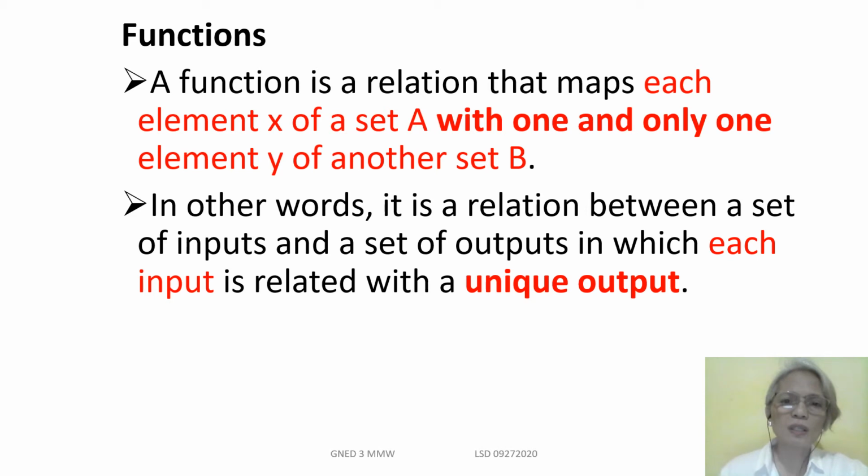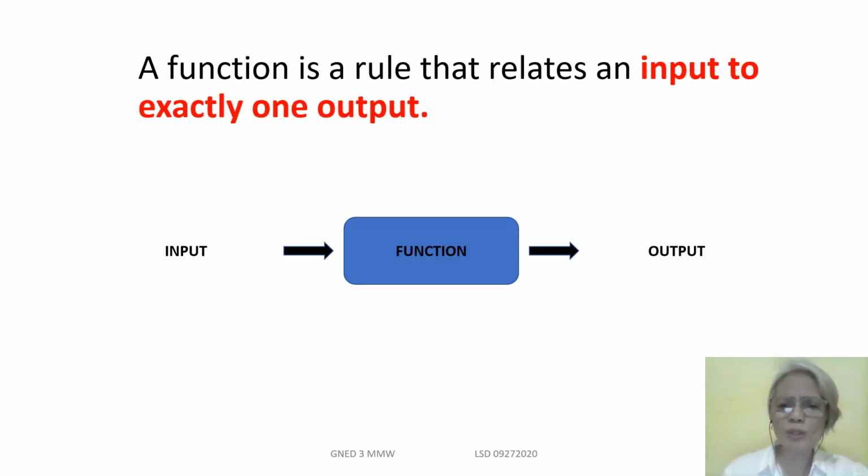A function is a relation that maps each element x of a set A with one and only one element y of another set B. In other words, it is a relation between a set of inputs and a set of outputs in which each input is related with a unique output. Figuratively, using diagrams, a function does something to an input so that a specified output is yielded. So a function is a rule that relates an input to exactly one output.